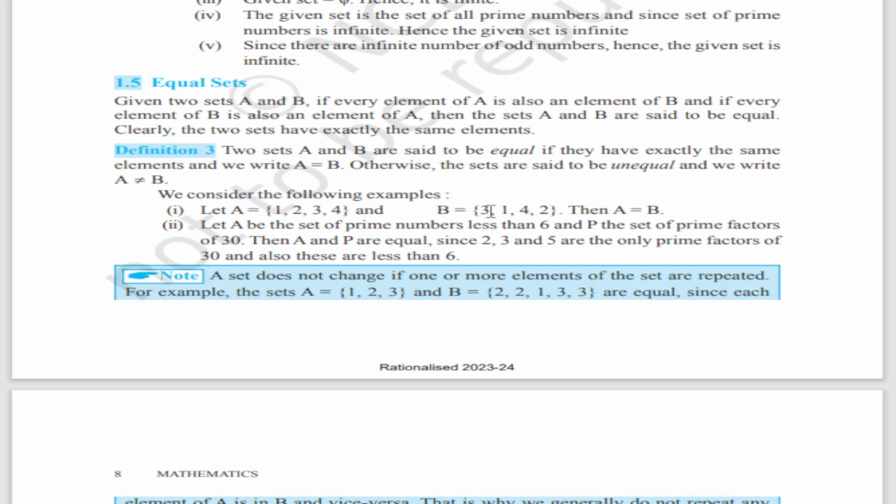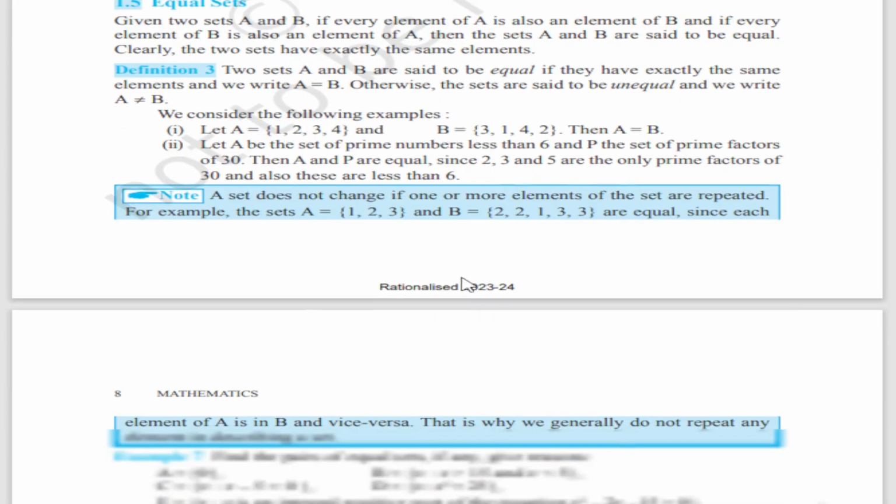So that is why both of them are equal. A set does not change if one or more elements of the set are repeated. So we saw that even if there is a repetition, it does not matter. Even if the order is different, that does not matter. Still the sets will be the same if the elements are the same. So two sets are equal if they have exactly the same elements, right?